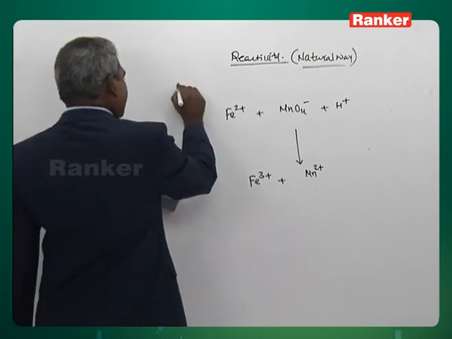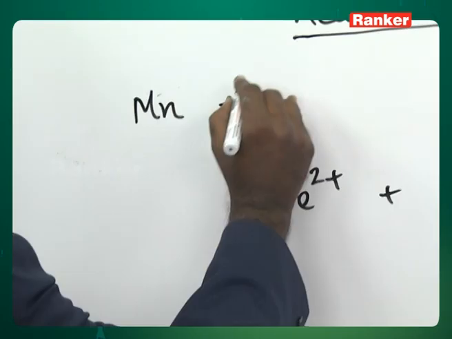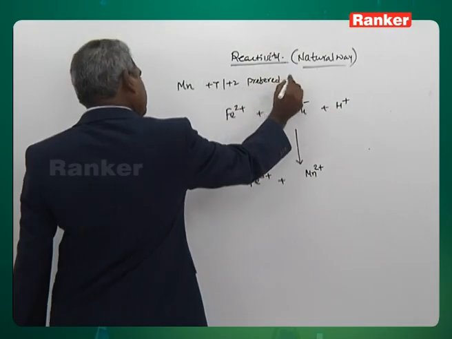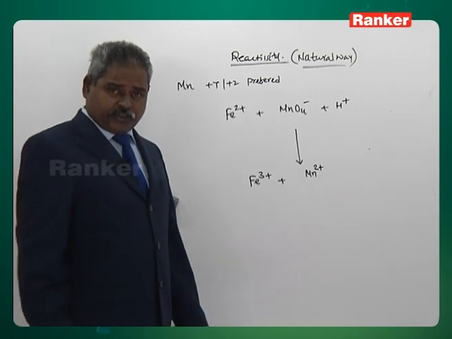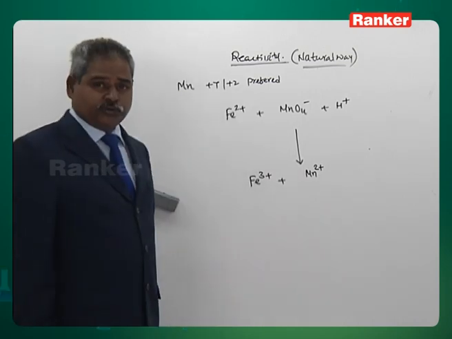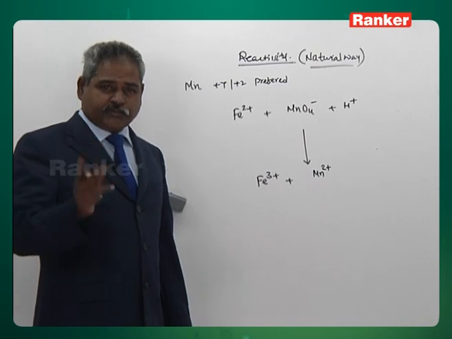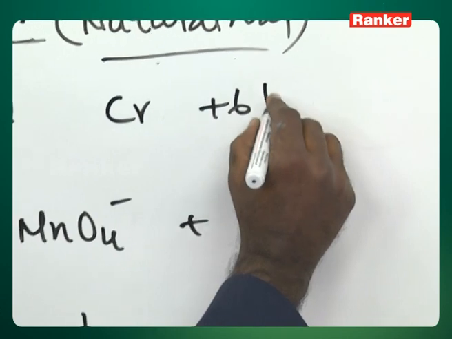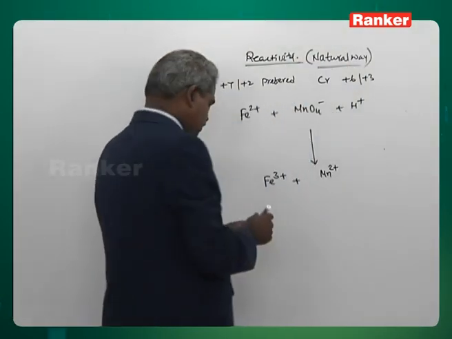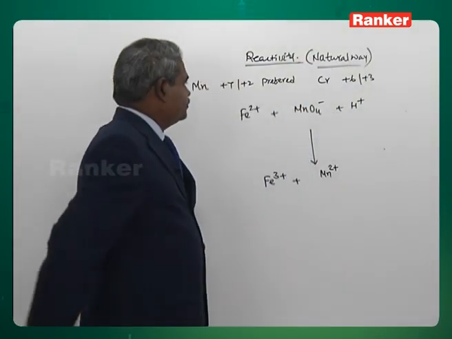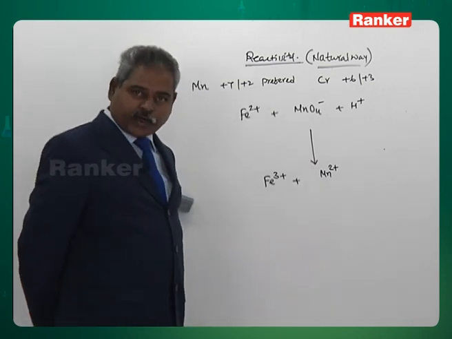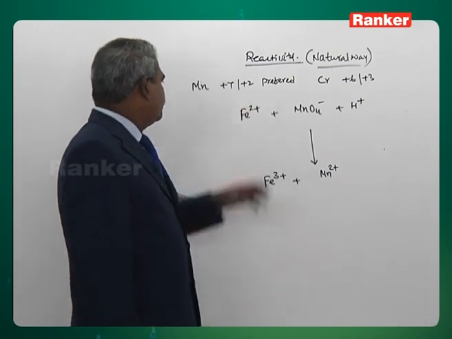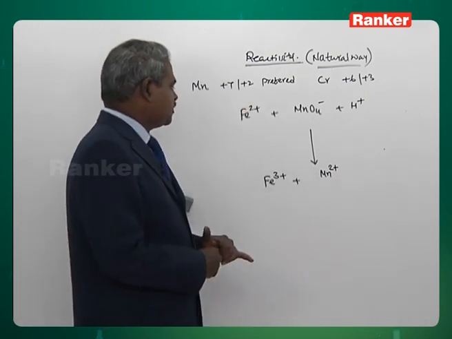Look here, for manganese, plus 7 and plus 2 are preferred states. Of course, plus 4 is in fact a better state, but for the time being, let us confine to plus 7, plus 2. So, manganese prefers to be either in plus 7 state or plus 2 state. Chromium, plus 6 or plus 3. These are the preferred states. There can be other oxidation states also, but as far as this lecture is concerned, you can say plus 7, plus 2 are preferred, plus 6, plus 3 are preferred.